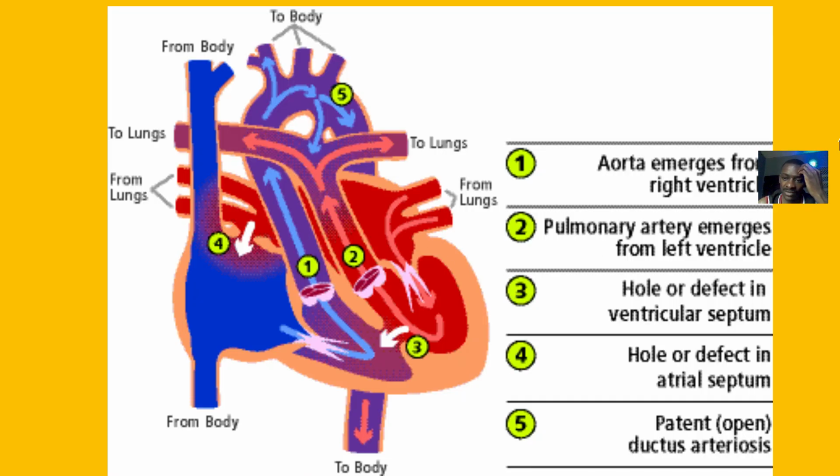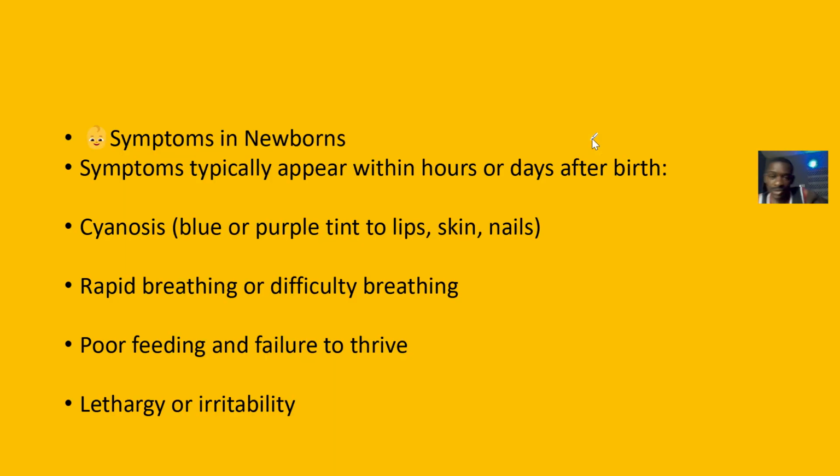You understand? So the arteries are there quite alright, but they are in different positions. There's a change of position. So symptoms: baby is not getting enough oxygen, so their body is becoming bluish, rapid breathing to compensate, poor feeding and failure to thrive, lethargy or irritability.